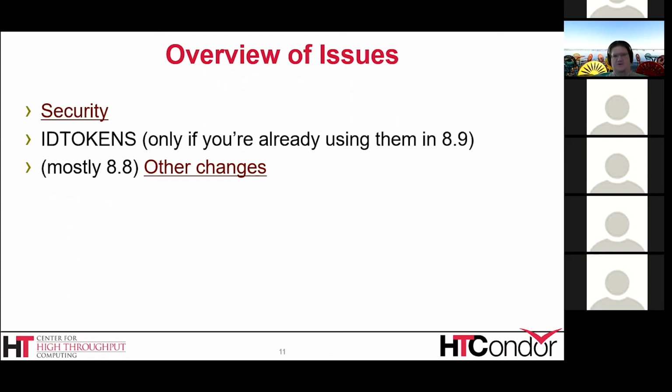The other big issue, and that affects the 8.9 upgrade the most, is ID tokens. And we'll talk about what that means. And then the last thing you should do is go take a look. And this is mostly for 8.8, because if you're using 8.9, you already have most of the changes in 9.0. There have been a bunch of changes, new features that Christina and Greg talked about earlier, but also a few semantic changes that you just need to be aware of and account for when you upgrade your pool.